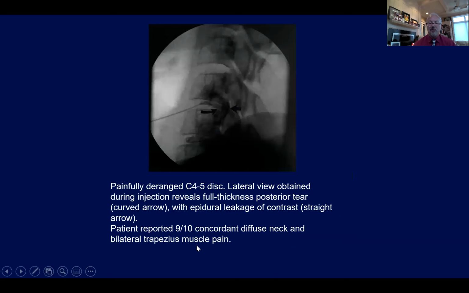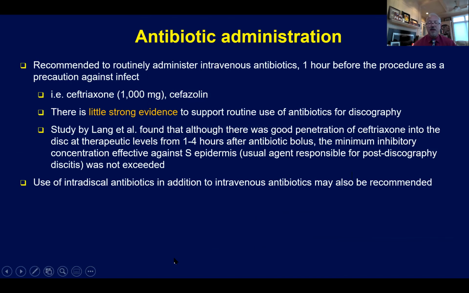Another patient with a painful, partially deranged C4-5 disc with a lateral view here showing also some spread or leakage of contrast into the epidural space. And again, this would signify a very substantial disc rupture.